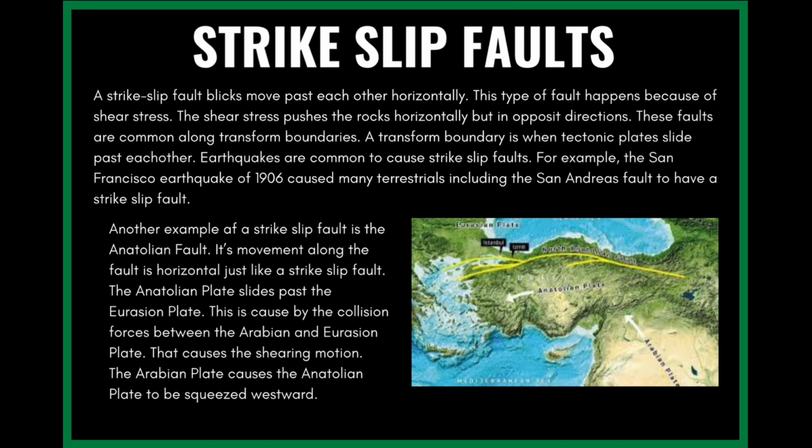For example, the San Francisco earthquake of 1906 caused many terrestrials, including the San Andreas Fault, to have a strike-slip fault. Another strike-slip fault is the Anatolian Fault. In this case, the Anatolian plate slides past the Eurasian plate.